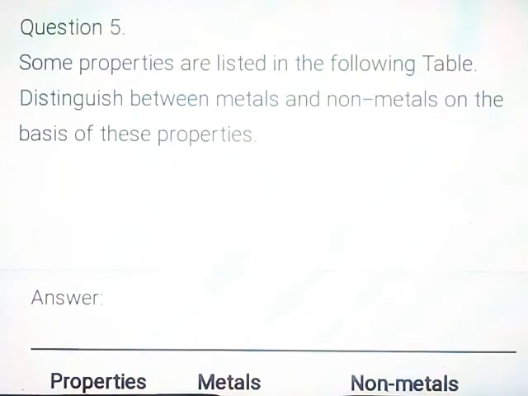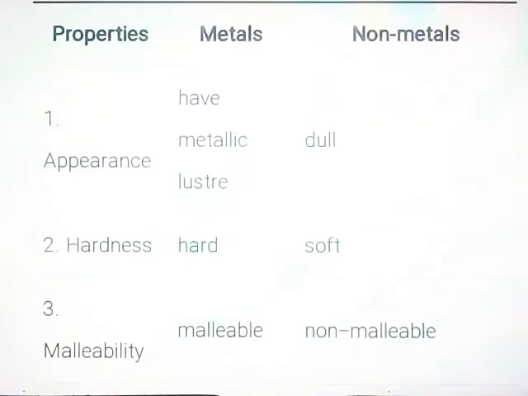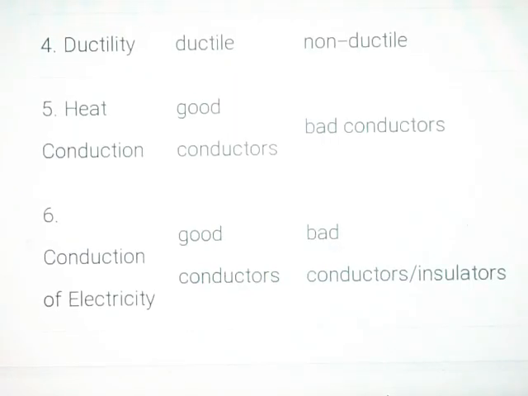Question number 5. Some properties are listed in the following table. Distinguish between metals and non-metals on the basis of these properties. Answer, first, appearance. Metals have metallic luster. Non-metals are dull. Second, hardness. Metals are hard. Non-metals are soft. Third, malleability. Metals are malleable. Non-metals are non-malleable.